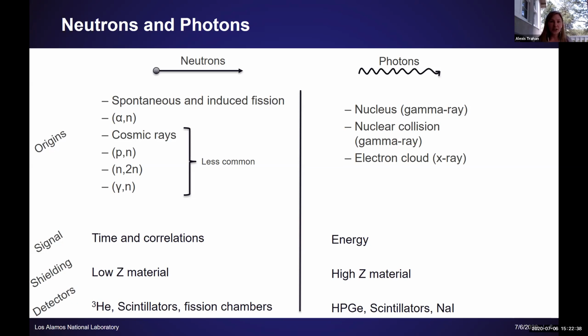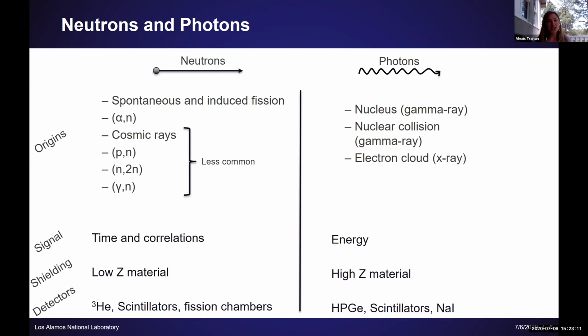And then finally, the detectors. A lot of non-destructive assay systems for neutrons utilize helium-3 detectors. That's a thermal neutron detector. There's also fission chambers, which is also technically a thermal neutron detector, but much lower efficiency, and then scintillators. And on the photon side, you can see scintillators again. So that's actually a dual particle detector, which comes with lots of advantages and also lots of challenges.